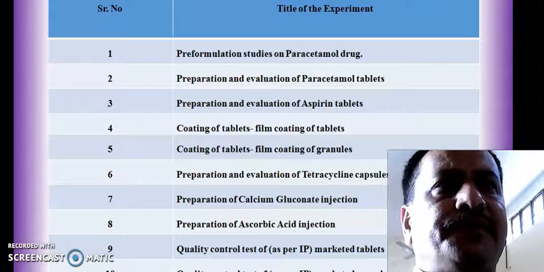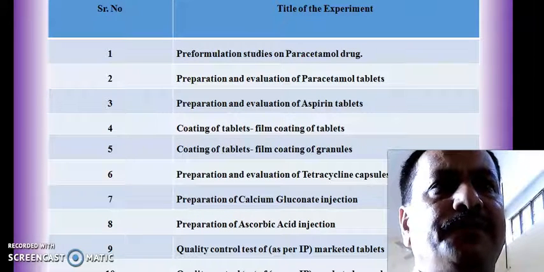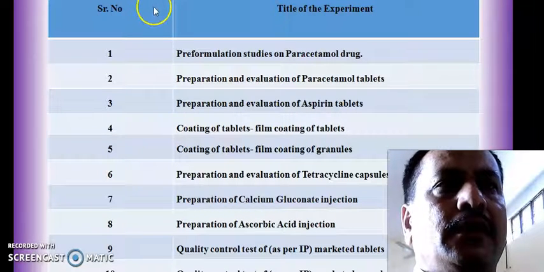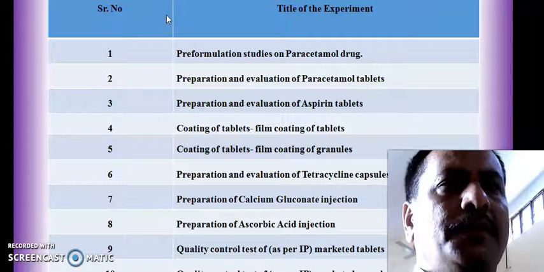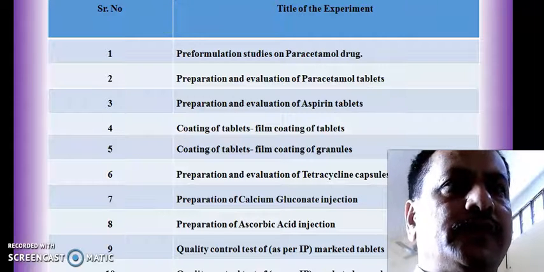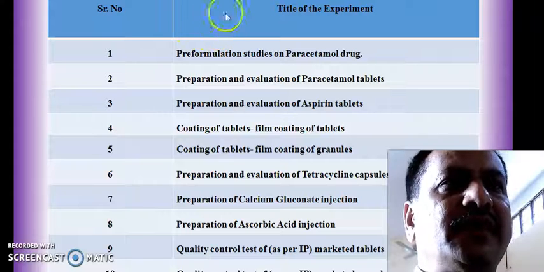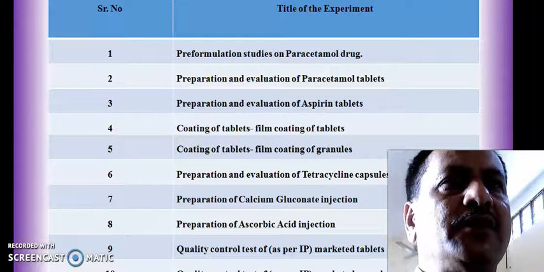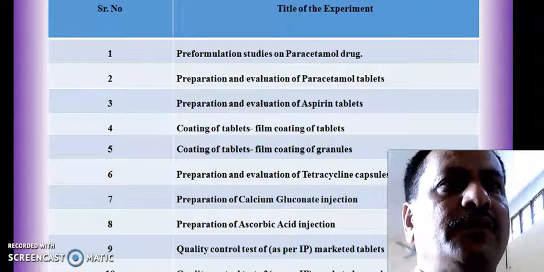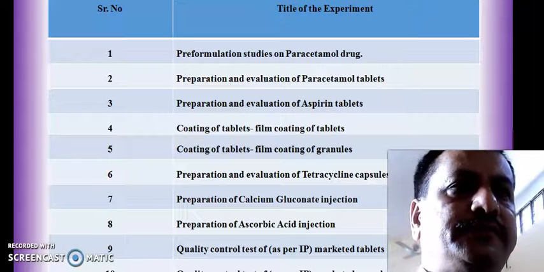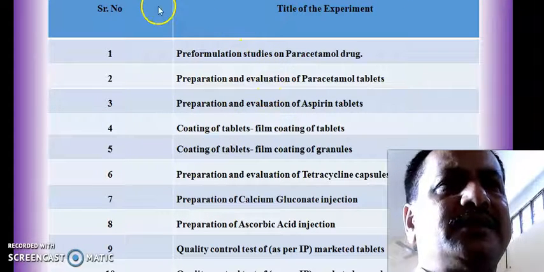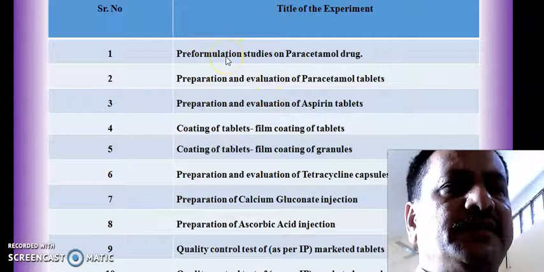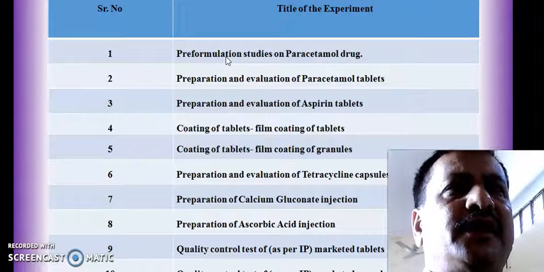In this subject, the number of experiments which are given in the syllabus are 11 in number. But for the convenience of you students, I have divided these experiments into the following 15 experiments, through which we are going to cover the whole syllabus of Industrial Pharmacy 1 practicals. Let's see the titles of the experiments which we have under this subject.